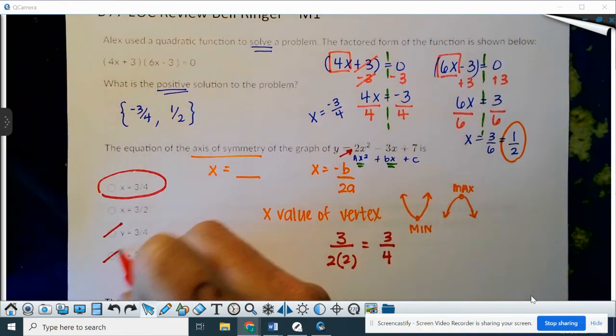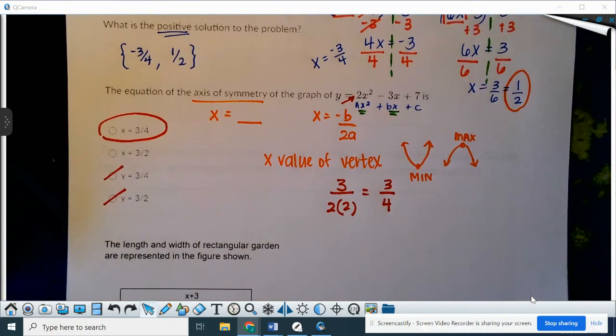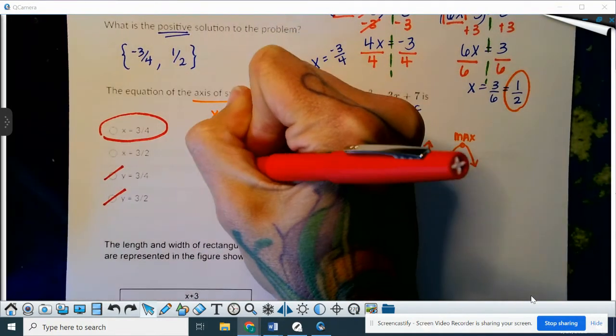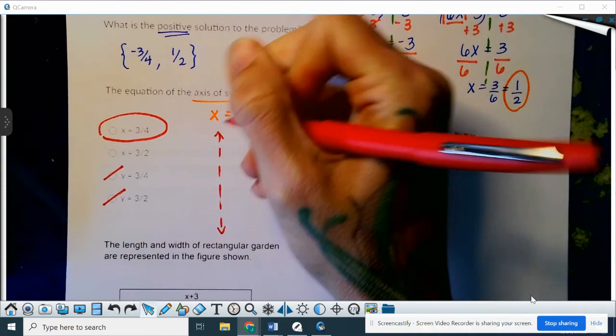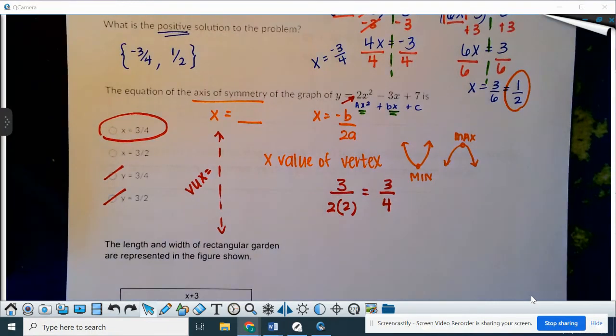So these two are very, very bad answers. We want to make sure that we're doing x equals for the axis of symmetry, because it's a vertical line. And just another throwback to some vocabulary. Remember, vertical is an undefined line with an x equals equation.